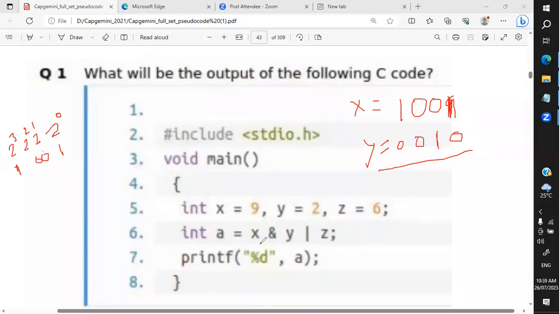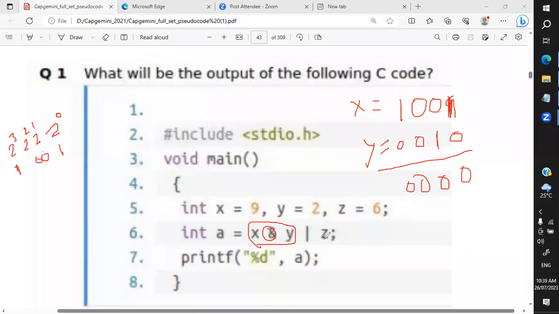Now we have to perform bitwise AND between them because AND has more priority compared to bitwise OR. So what is the bitwise AND of this? 1 and 0 becomes 0, 0 and 1 becomes 0, 0 and 0 becomes 0, 1 and 0 becomes 0. That means this whole value becomes 0. So this first part we got as 0.